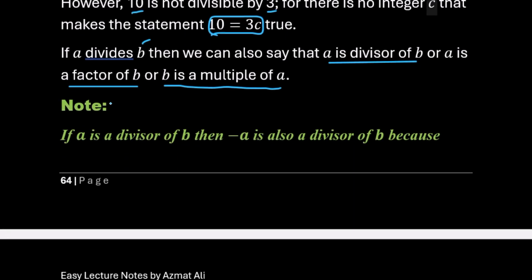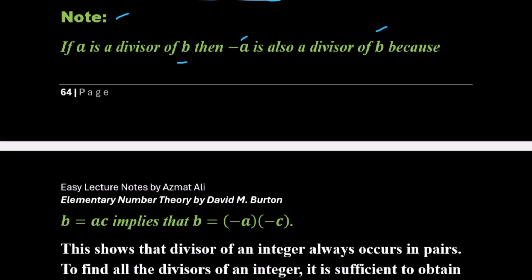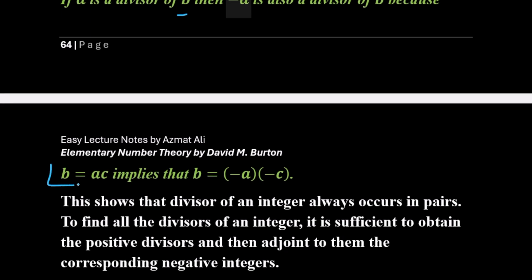These are three alternative phrases that you can use for divisibility. Note, if a is a divisor of b, then minus a is also a divisor of b, because b is equal to a times c implies b can be written as minus a into minus c. This shows that divisors of an integer always occur in pairs. To find all divisors of an integer, it is sufficient to obtain the positive divisors, then adjoin to them the corresponding negative integers.